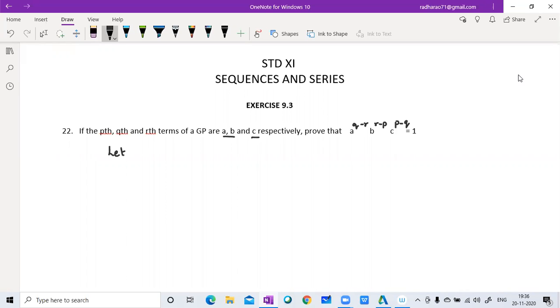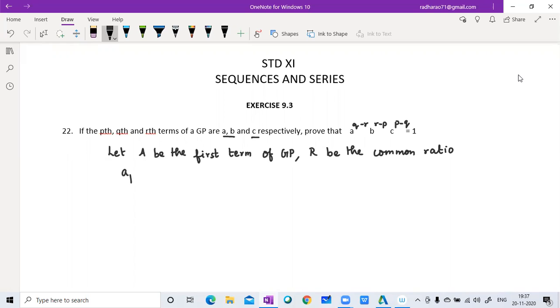Let us take the first term as capital A. Let A be the first term of the GP and capital R be the common ratio. Why am I using capital A and capital R? Because there is already a small a and small r over here. So I have taken the first term of the GP as capital A and the common ratio as capital R. As per the question, the pth term is given as a.